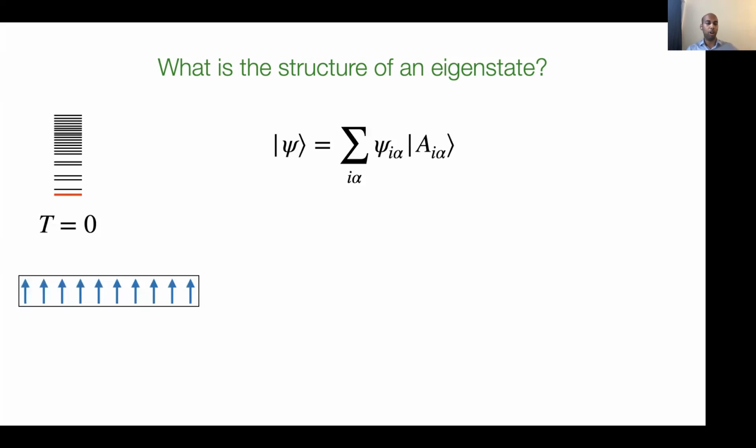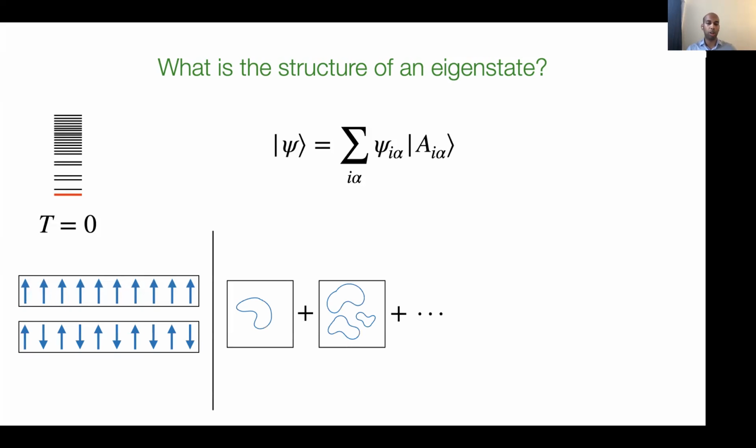You can have a ferromagnet, an antiferromagnet. You can have something more exotic, like an equal-weighted superposition of loops, like a toric code state. You can have a fractional quantum Hall state. All of these are highly structured states which occur when you're looking at ground states. So ground states have a lot of structure in them.